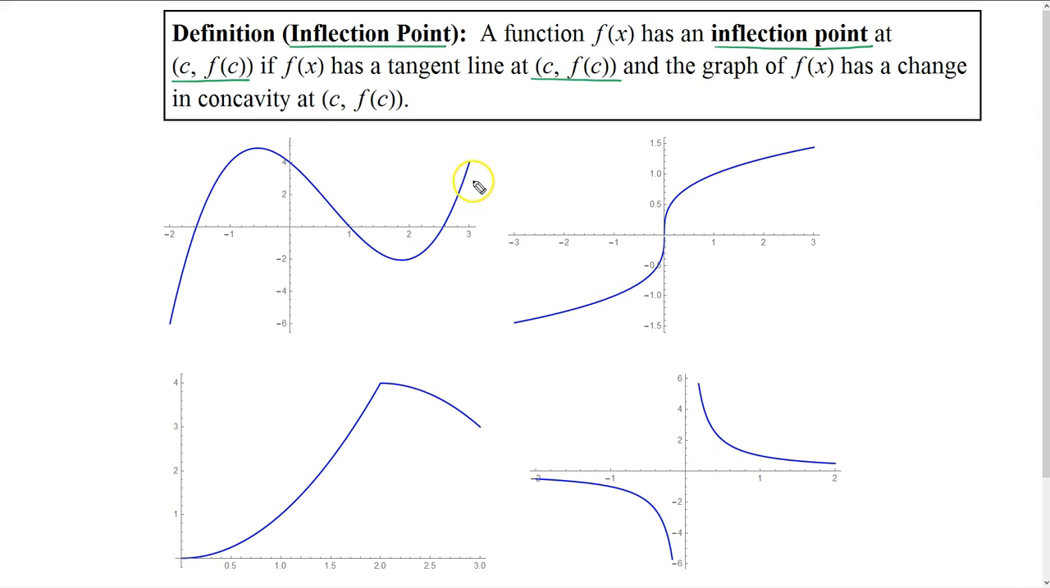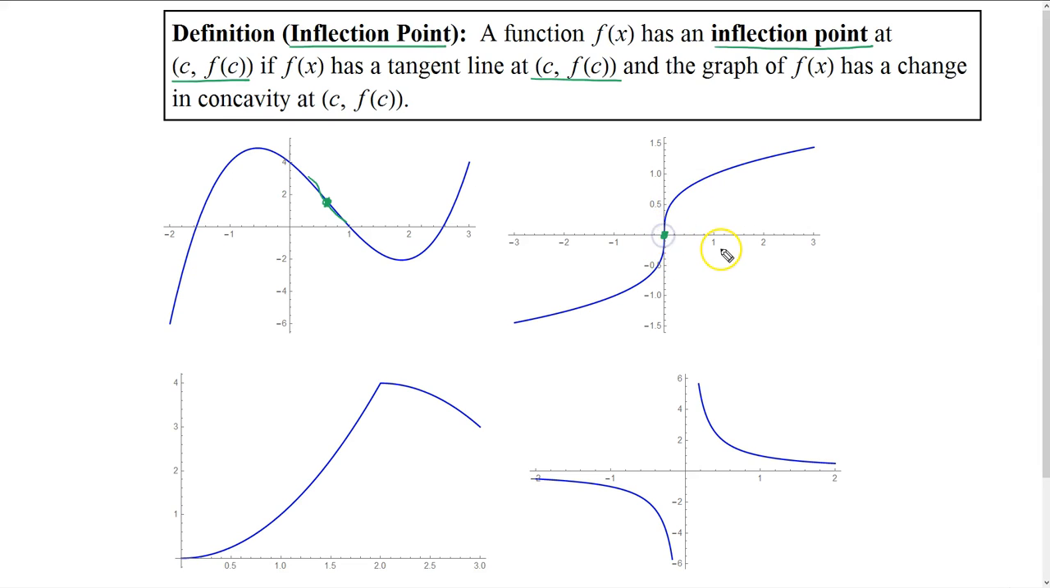This graph right here looks like we would have an inflection point right about there, approximately. Notice that the function is concave down, then it becomes concave up, and notice it does look like we have a tangent line at that point. So that point right there would classify as an inflection point.